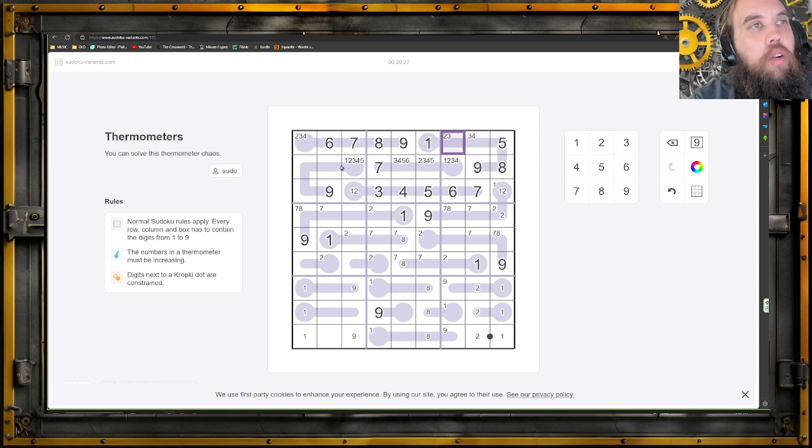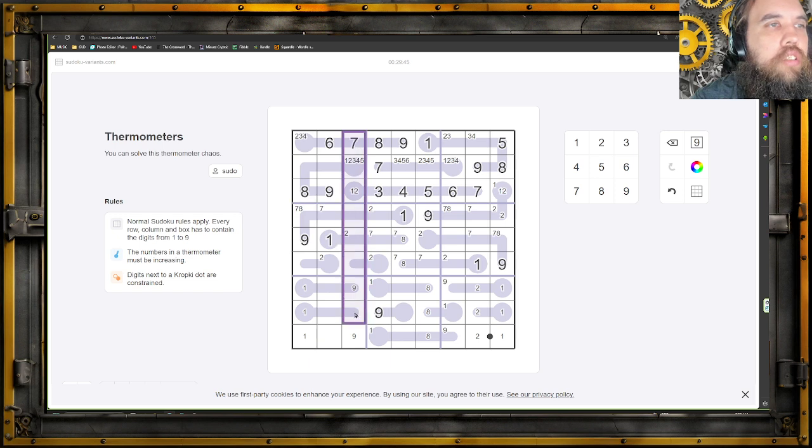Okay. Where does 8 go in this box now? Can't go here. Can only go here. That actually probably was around for a little while. I don't think this is a hard 7 or 8. I think this is the only place that 7 and 8 can go in this row, not in this column.